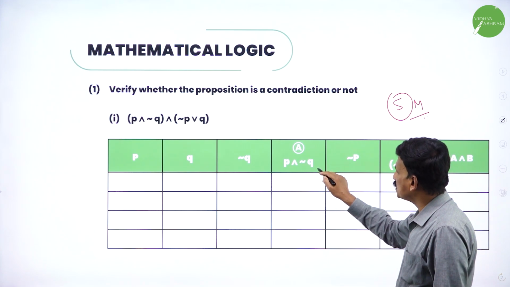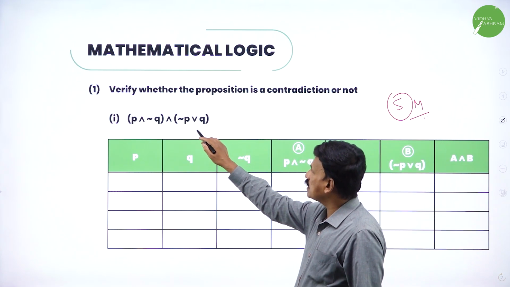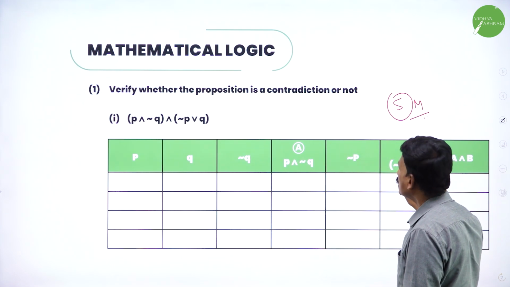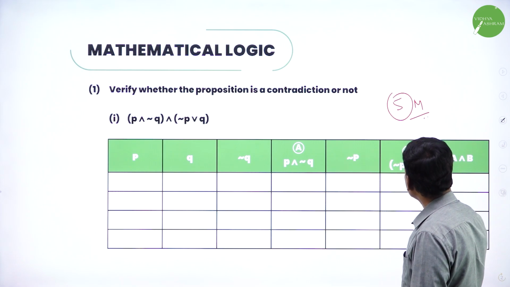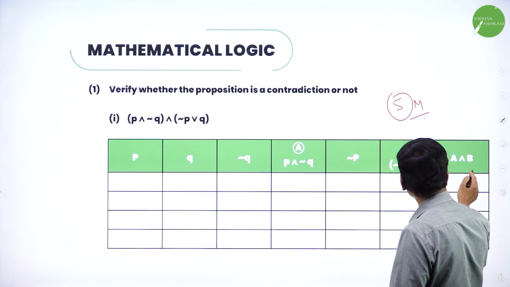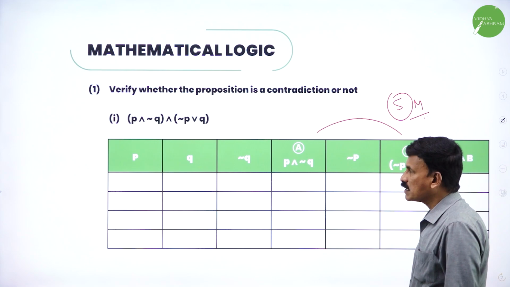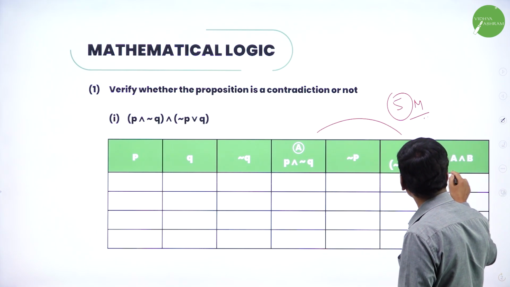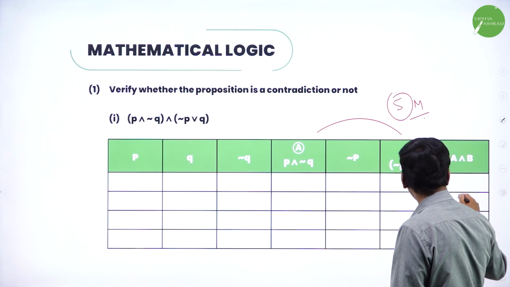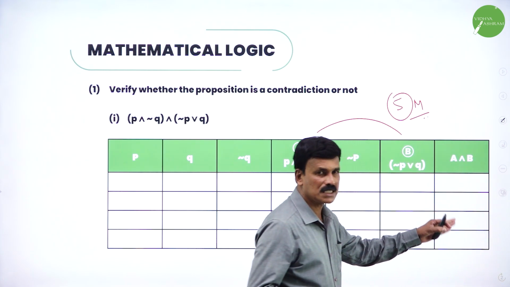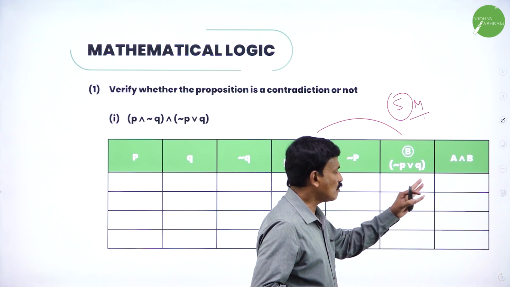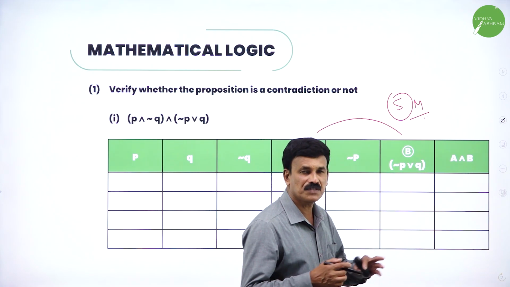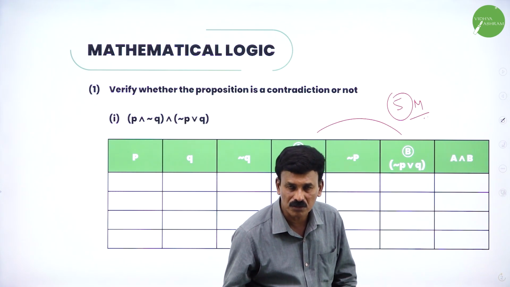Again, let us write negation of P, negation P disjunction Q, call it as B, and the conjunction of A and B, that is P conjunction negation Q, conjunction negation P disjunction Q. So if you get all the truth values as T, T, T in the end, it is a tautology. If all the truth values are F, F, F, then it is called a contradiction. If we get T, F, T, F, then it is called neither tautology nor a contradiction.